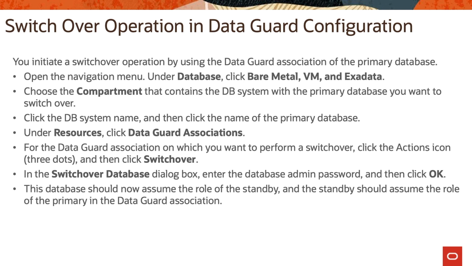For doing this, you need to navigate to databases, click on bare metal, VM and Exadata. You need to select the compartment, and under the compartment you select the database system for which you want to do the switchover activity, and under resources you would be able to locate Data Guard association. For the Data Guard association on which you want to perform a switchover, you need to click the action icon, 3 dots, and then click on switchover. In the switchover database dialog box, enter the database admin password and then click OK. So the primary database should now assume the role of a standby, and the standby should assume the role of primary database, and that will be reflected on the OCI console.